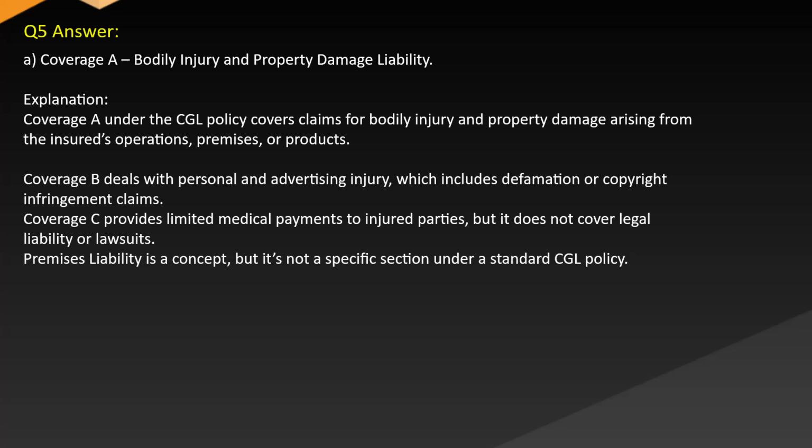Answer: A. Coverage A: bodily injury and property damage liability. Explanation: Coverage A under the CGL policy covers claims for bodily injury and property damage arising from the insured's operations, premises, or products. Coverage B deals with personal and advertising injury, which includes defamation or copyright infringement claims. Coverage C provides limited medical payments to injured parties, but it does not cover legal liability or lawsuits. Premises liability is a concept, but it's not a specific section under a standard CGL policy.